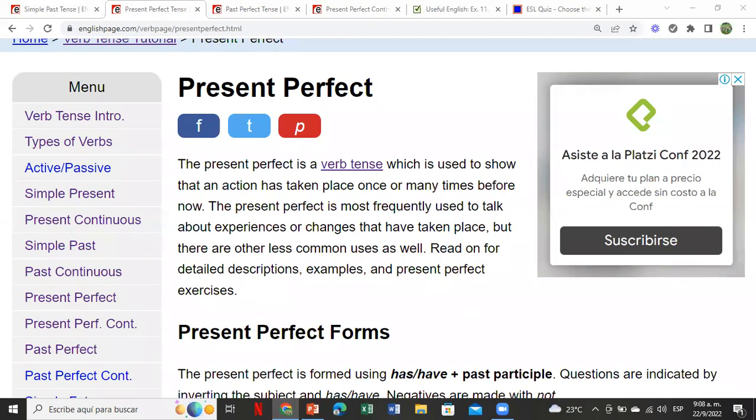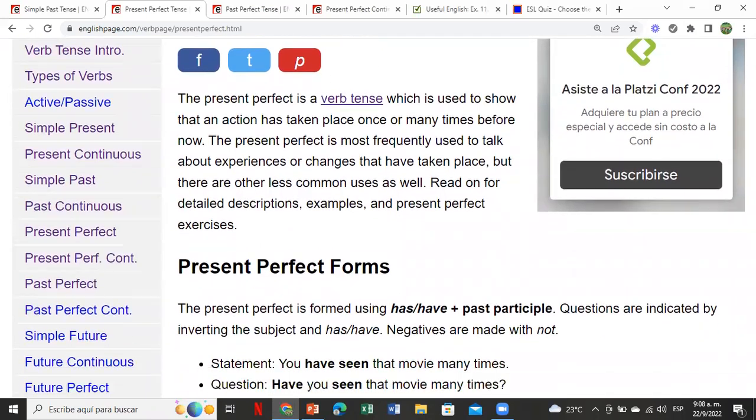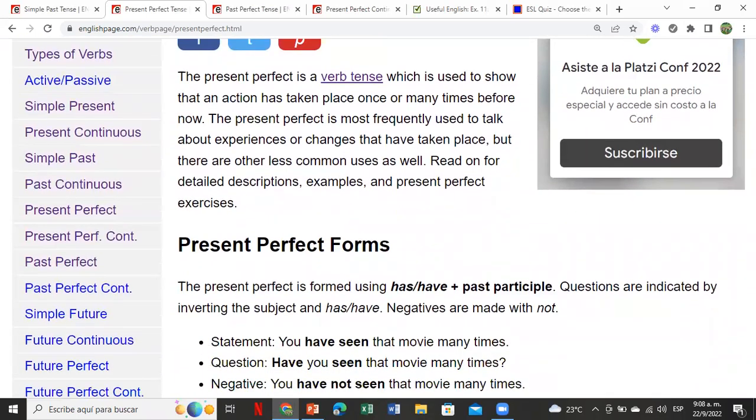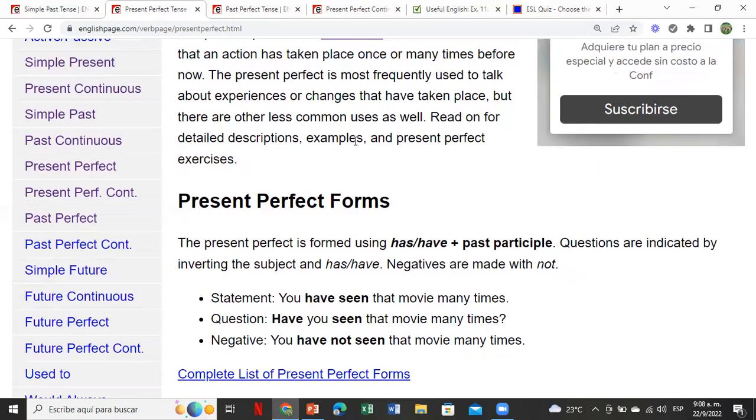Present perfect. I'm going to read by myself. The present perfect is a verb tense which is used to show that an action has taken place once or many times before now. The present perfect is most frequently used to talk about experience or changes that have taken place, but there are other less common uses as well. Read on the detailed description examples in present perfect exercises.